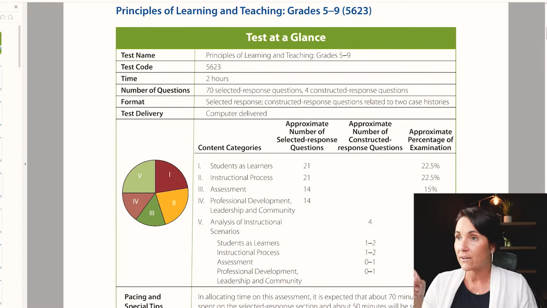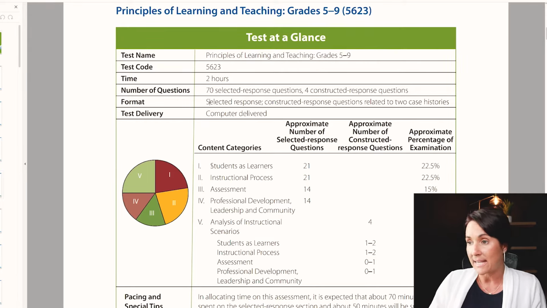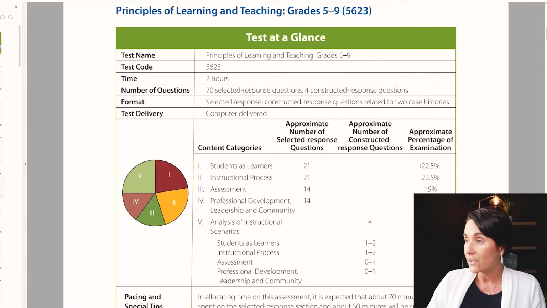Okay, so now let's dig down just a little bit deeper and get into the content categories and see how much of the questions come from each one. So I zoomed in here. This is the middle grades PLT, and you can see I've got a breakdown of the content categories here. But notice over here that the bulk of the exam, 22.5 and 22.5 here, is coming from the first 2 content categories of the test.